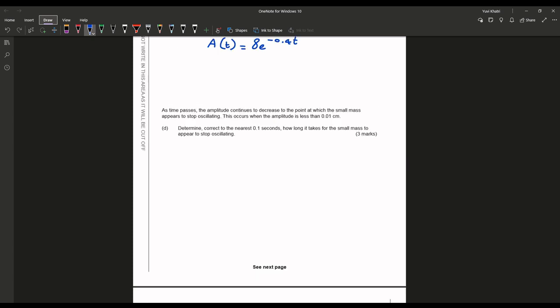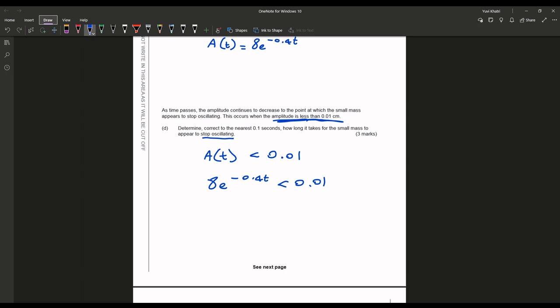Now part D. As time passes, the amplitude continues to decrease to the point where the small mass appears to stop oscillating. This occurs when the amplitude is less than 0.01 centimeters. Determine, correct to the nearest 0.1 seconds, how long it takes for the small mass to appear to stop oscillating. Now it stops oscillating when the amplitude is less than 0.01 centimeters. So A(t) is less than 0.01, or 8e to the negative 0.4t is less than 0.01.